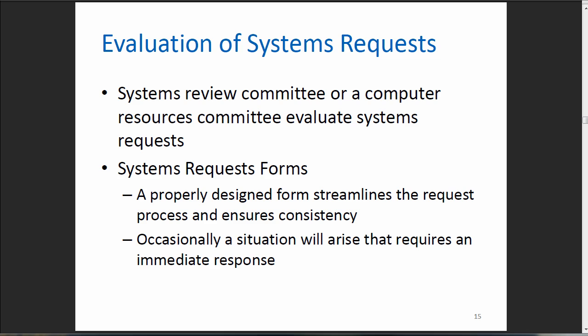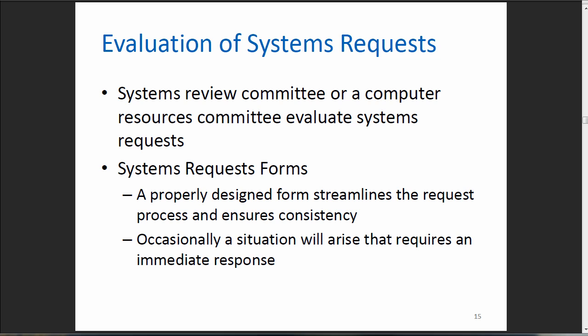So, a systems review committee or a computer resources committee evaluates system requests. This shouldn't just be an IT person who says we can or can't, or we should or we shouldn't. There should be a committee, and again, that committee should be made up of representatives throughout the company. Now, we're not talking about a 10-person committee, maybe 4 to 5 people who meet on a regular basis to say, here are all the project requests we have, which ones are viable, which ones do we throw out now, which ones do we do more research on to figure out which ones we're going to take on.